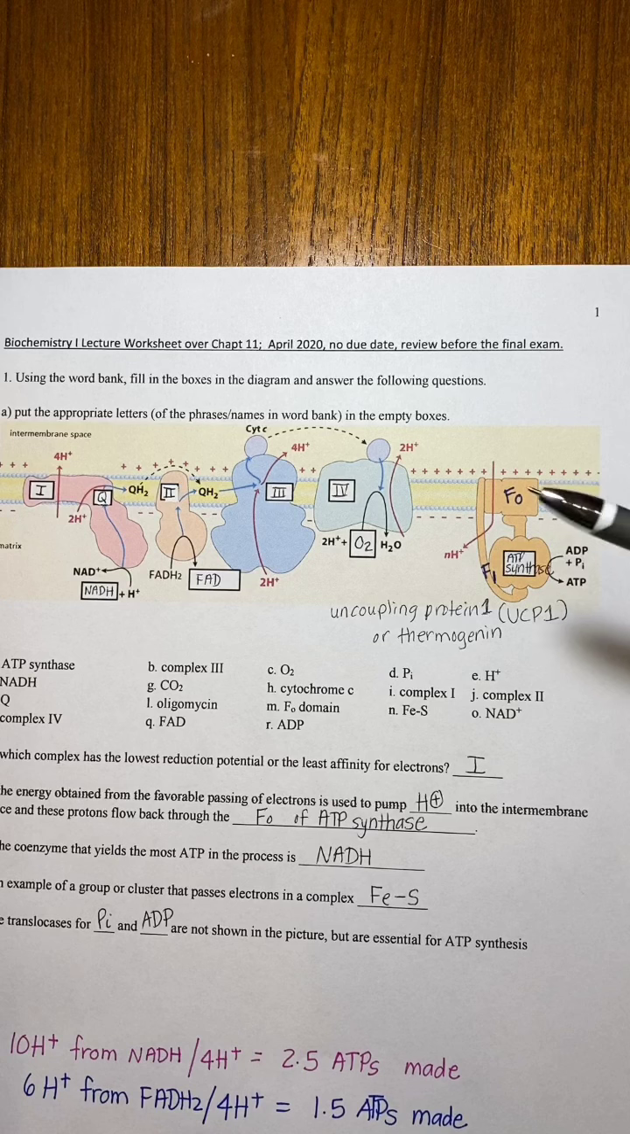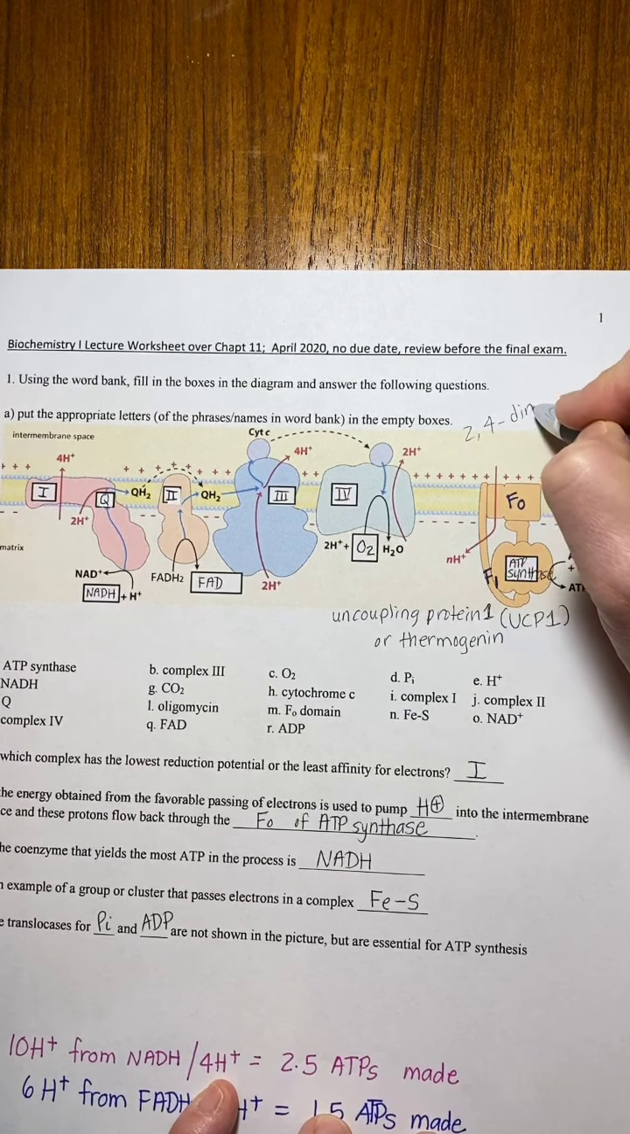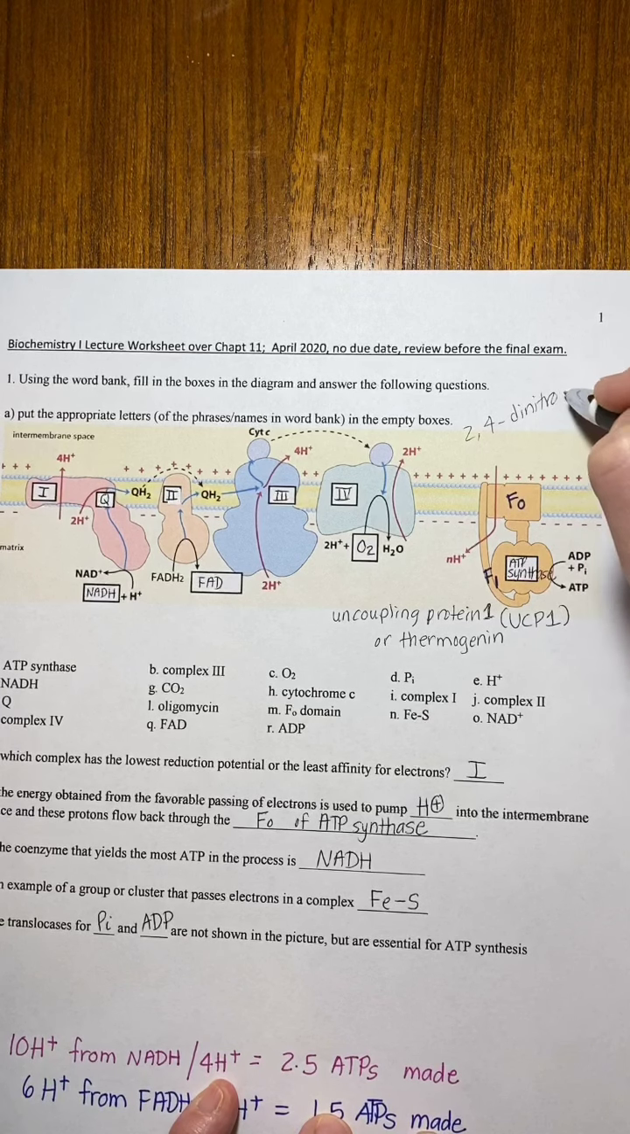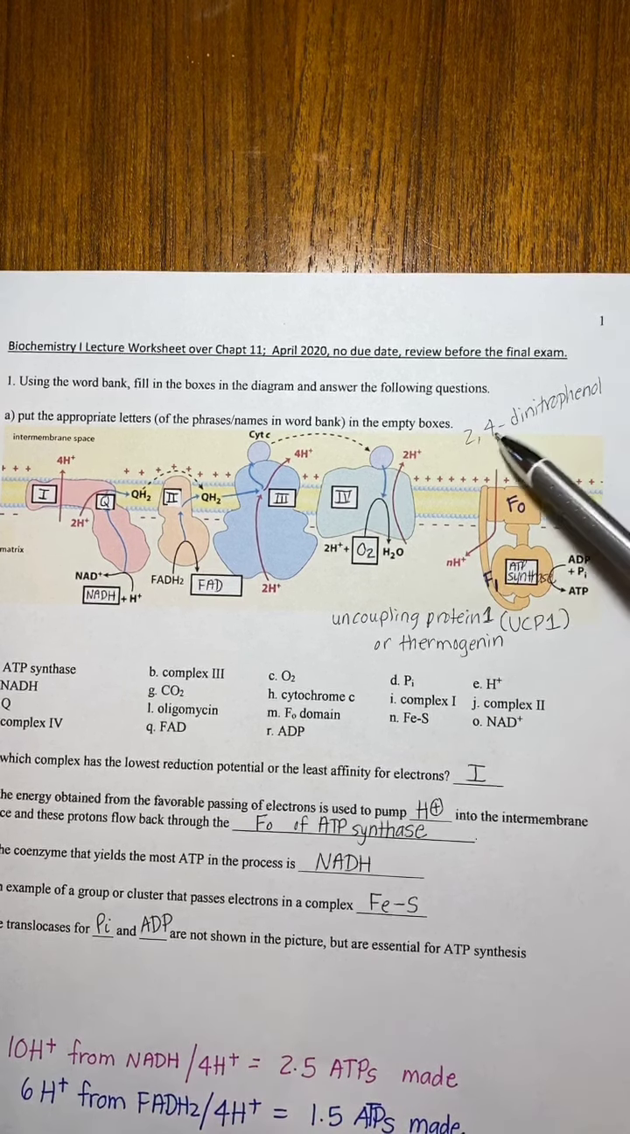The other thing that can happen is you can have a poison in your body. There are poisons that uncouple the gradient. One of them is 2,4-dinitrophenol, and that's a relative of the compound we used in the lab to do the enzyme assays. 2,4-dinitrophenol allows protons to go across the gradient, and if you have too much of this in your body, it uncouples the gradient totally. You don't make any ATP, and you're either very sick or you die.